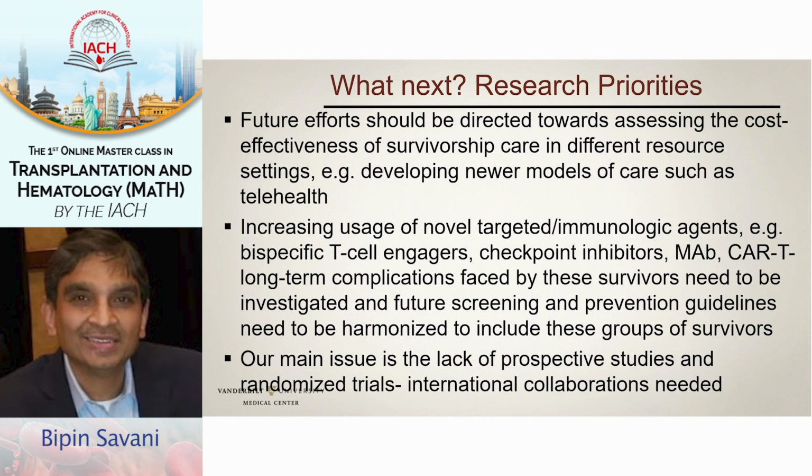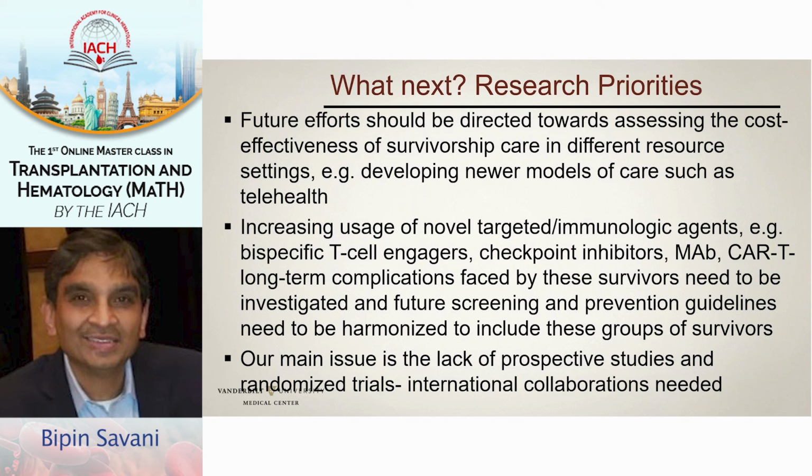This is my summary slide. What next? Research priority, very important. Future efforts should be directed toward assessing the cost effectiveness of survivorship care. We don't have infinite support or financial sources. So we need to develop newer models, which we have already transitioned to: telehealth service and video visits, decreasing the cost of travel and accommodation and hotel costs. Then there is increasing use of novel targeted immunological agents like bispecific T-cell engagers, checkpoint inhibitors, monoclonal antibodies, and CAR-T.